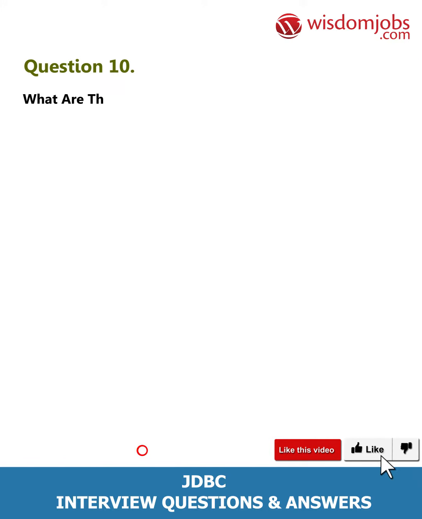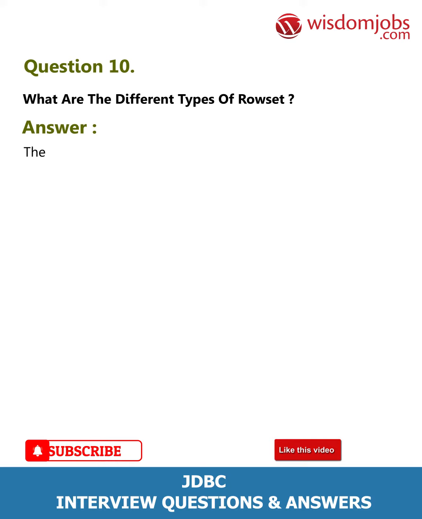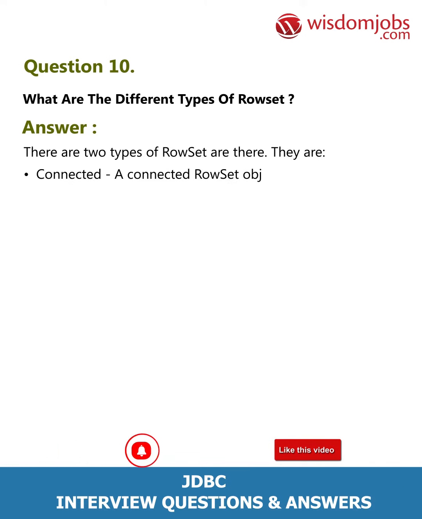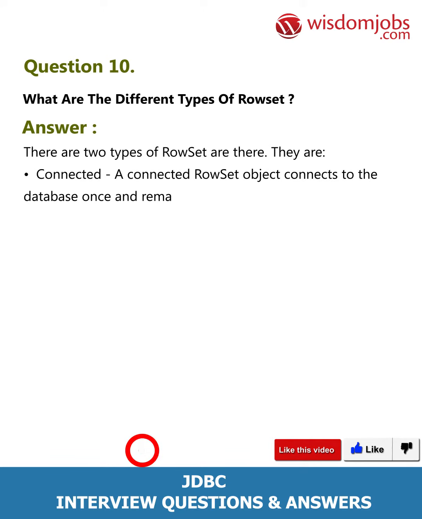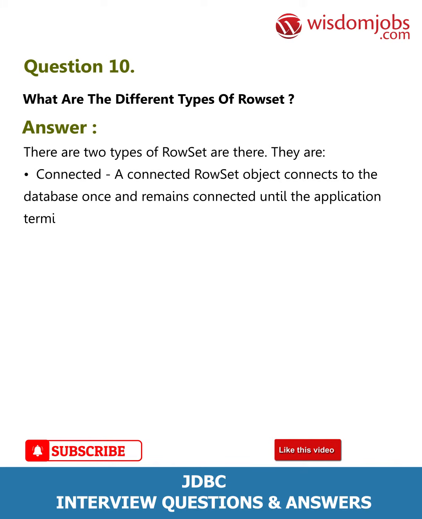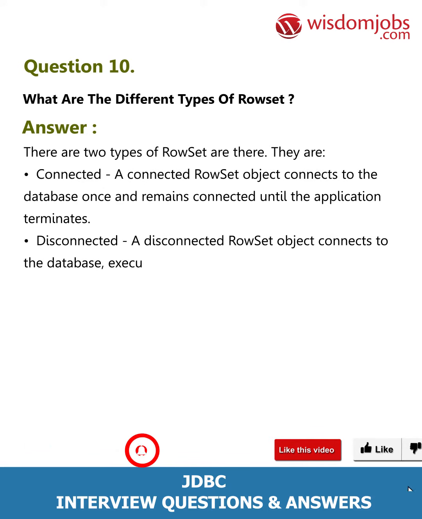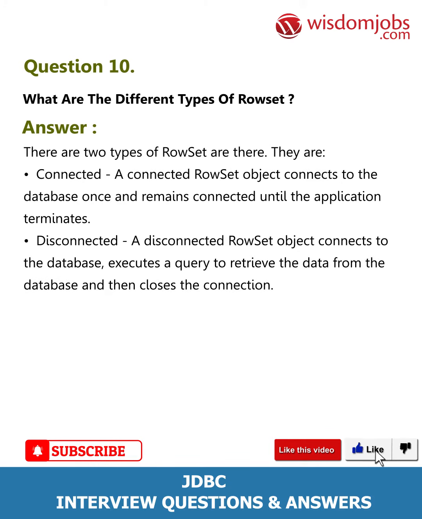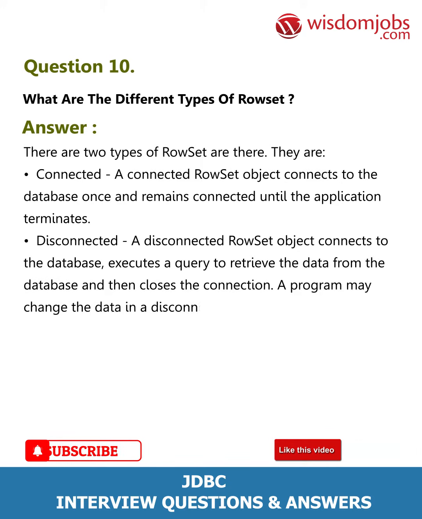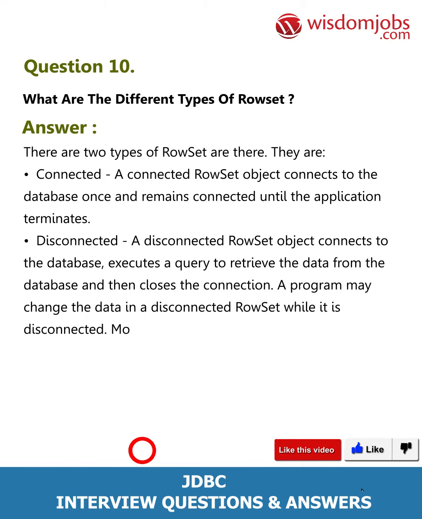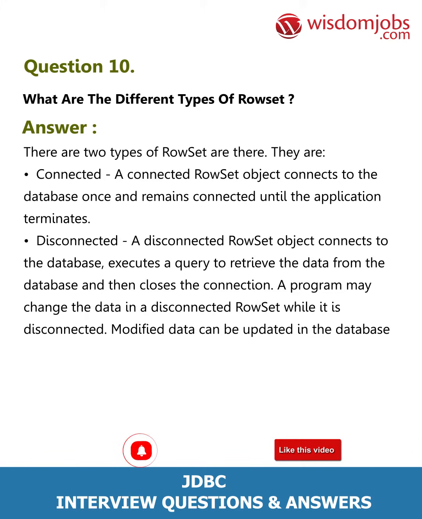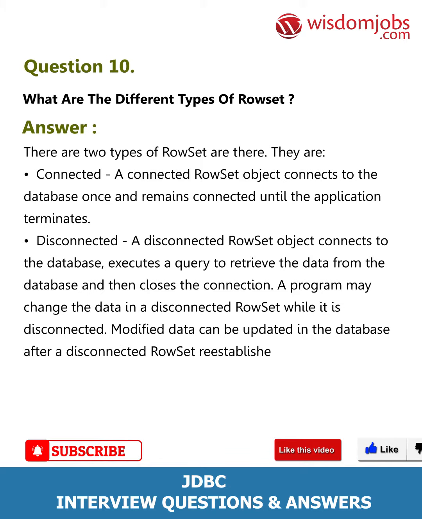Question 10. What are the different types of row set? Answer. There are two types of row set. They are connected. A connected row set object connects to the database once and remains connected until the application terminates. Disconnected. A disconnected row set object connects to the database, executes a query to retrieve the data from the database and then closes the connection. A program may change the data in a disconnected row set while it is disconnected. Modified data can be updated in the database after the disconnected row set re-establishes the connection with the database.